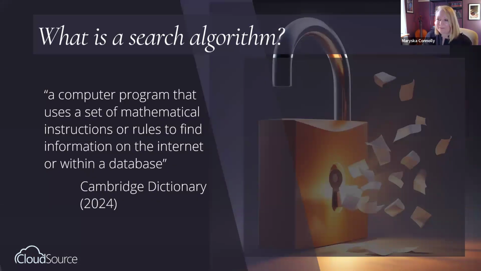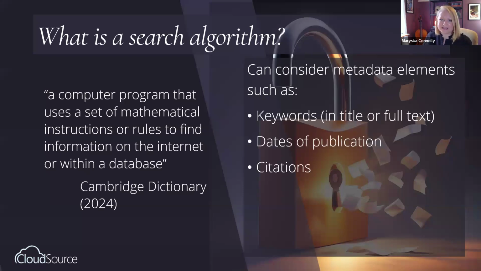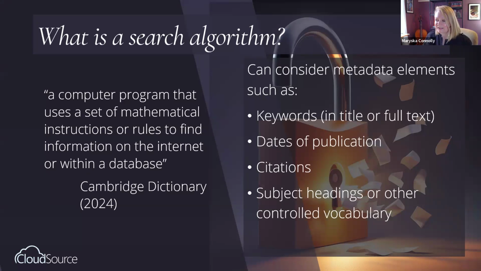So at its core, we're going to back up here and talk about search algorithms, which is just a set of instructions that determines how a results list is generated, what's going to be included in it, and how it's going to be ranked. What's considered are usually elements from the metadata or full text of a website or document, things like keywords, dates of publication, number of citations, controlled vocabulary like subject headings, which of course you're not going to find as much on Google, but you get that in your library resources. And the format could also be considered, as well as a number of other criteria.